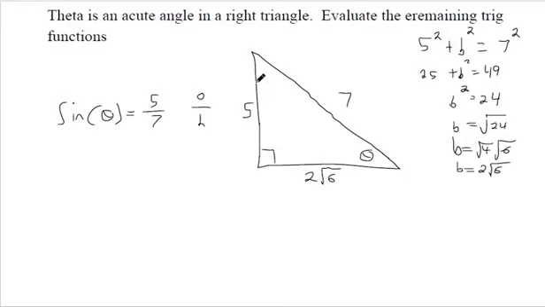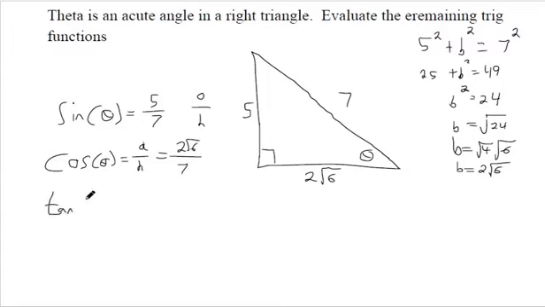Okay, so I've got the full triangle labeled, and I did that because my instructions are to find the remaining trig functions. So I need to know what cosine of theta is. Cosine is the adjacent side to theta divided by the hypotenuse. The adjacent side is the one that's not the hypotenuse, the one that's not the opposite. So here's theta. This is the hypotenuse, so this is the other side that's adjacent. So 2 square roots of 6 over the hypotenuse of 7. There's cosine.